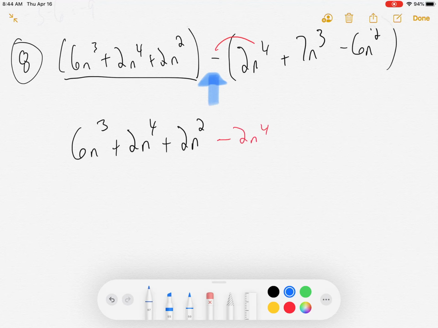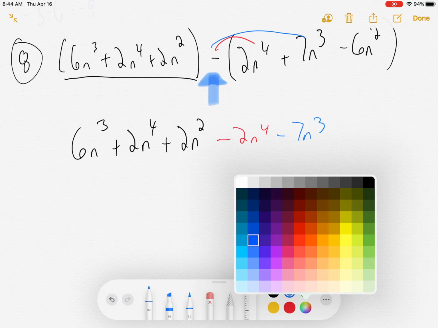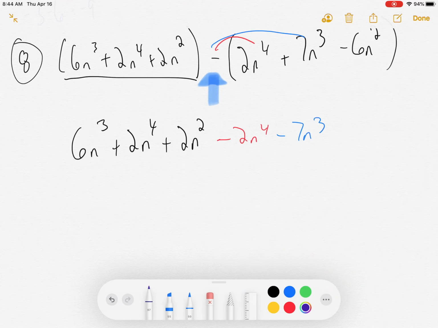It goes to the minus 2n to the fourth. So minus 2n to the fourth. It goes to the 7n to the third. So it becomes minus 7n to the third. It also goes to the 6n squared, but it's a negative 6n squared. So a negative times a negative 6n squared would give us a positive 6n squared.